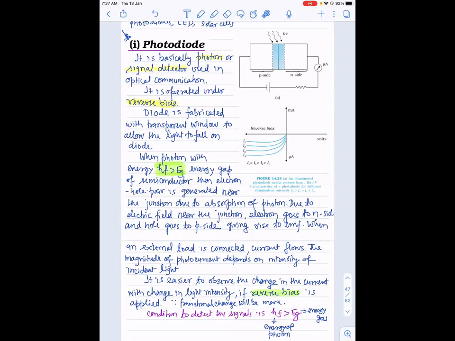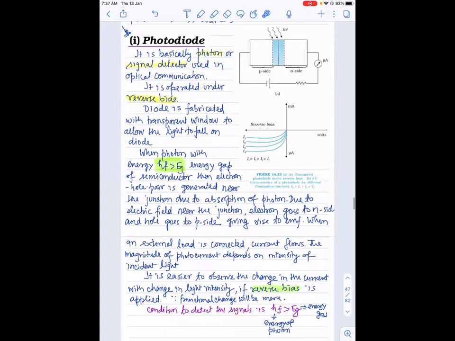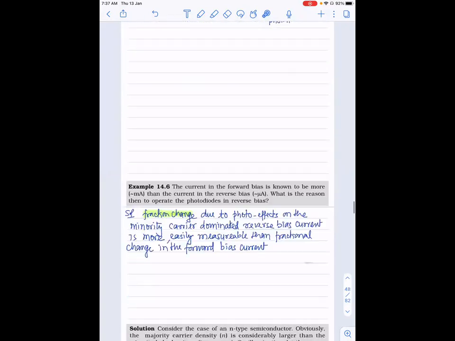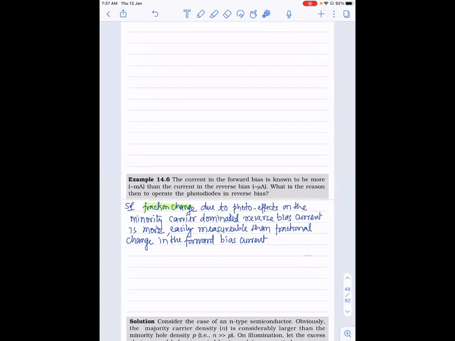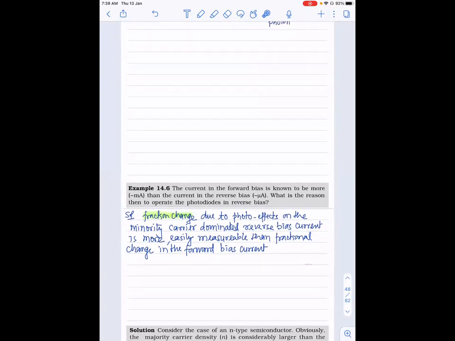Now we can see the numerical based on this condition, h nu greater than Eg. Now I have already told you this point, the fractional change due to the photo effect, why the current in the forward bias is known to be more.